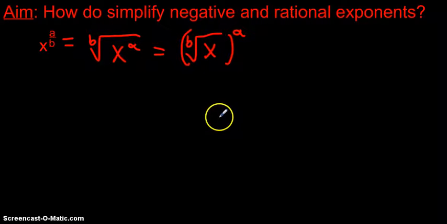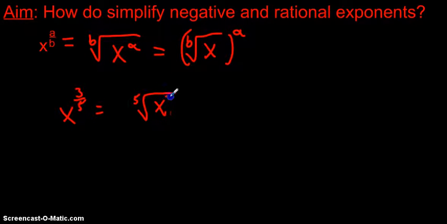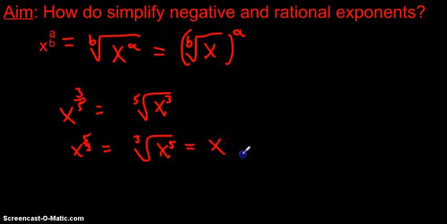They're equal. I'm not going to get into the reasonings for that right now, but a quick example: if we had x to the 3/5, that would be equal to the 5th root of x to the 3rd. If we had x to the 5/3, that would be equal to the 3rd root of x to the 5th, which would simplify to be x times the 3rd root of x squared. Alright, so even the simplified versions aren't necessarily that much nicer, but they have no fractional exponents.